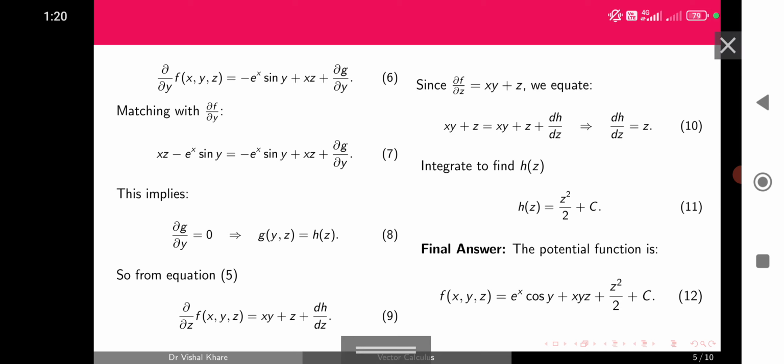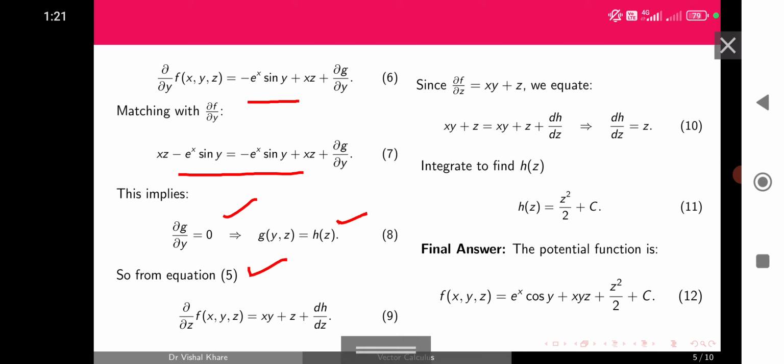So the second equation: ∂f/∂y is equal to e^x sin y plus xz plus ∂g/∂y. We'll put the value of ∂f/∂y on the left hand side and we get this equation. So ∂g/∂y is equal to 0, which means g(y,z) is only a function of z. Now we'll put the value of g(y,z) in equation number 5, and then find the partial derivative of that equation with respect to z.